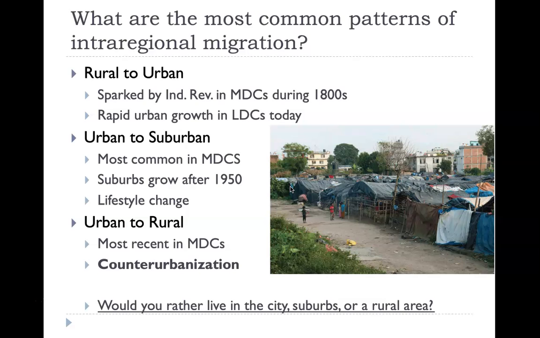All right. Looking at our most common patterns of intra-regional migration, so within a region, in the world, the number one is people moving from rural to urban. All right. We see this rapid growth, rapid urbanization in LDCs or developing regions today. If we are talking about MDCs or developed regions, the most common pattern is urban to suburban, people moving out of the cities and moving into the suburbs.